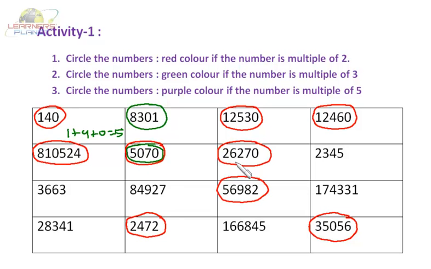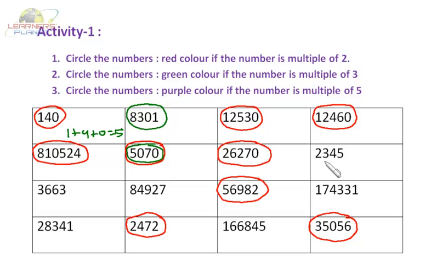Okay. Now see this number. Just add up all the digits. 2 plus 6, 8. 8 plus 2, 10. 10 plus 7, 17. Now 17 is not a multiple of 3. That means this complete number will not be a multiple of 3.